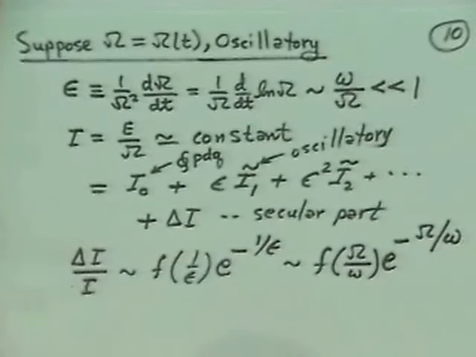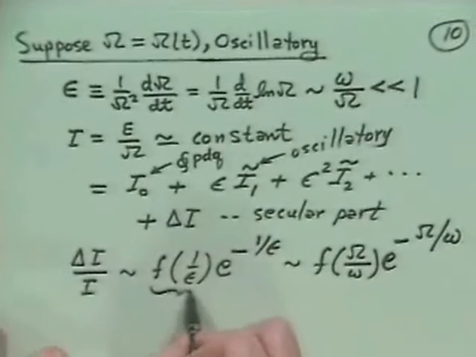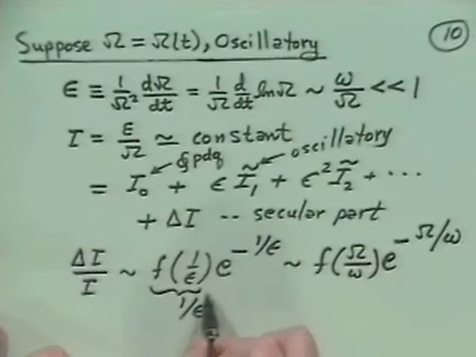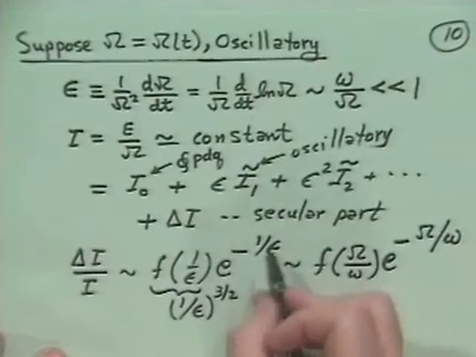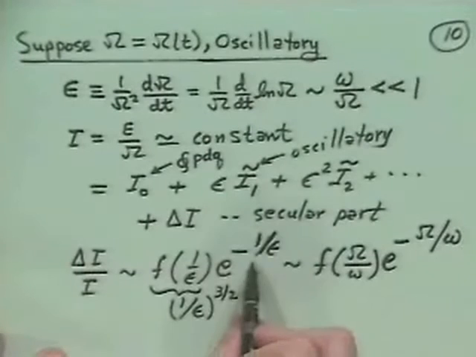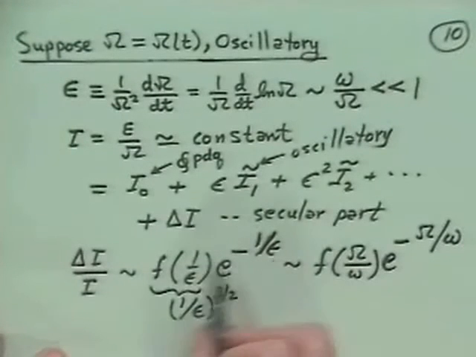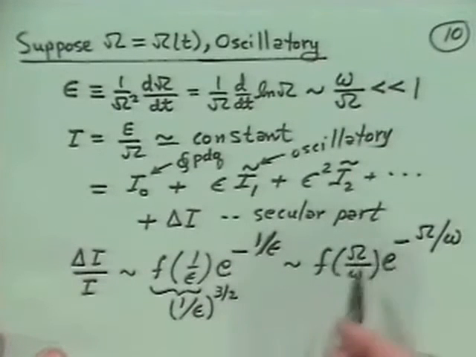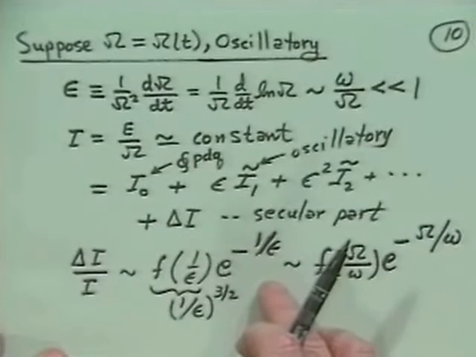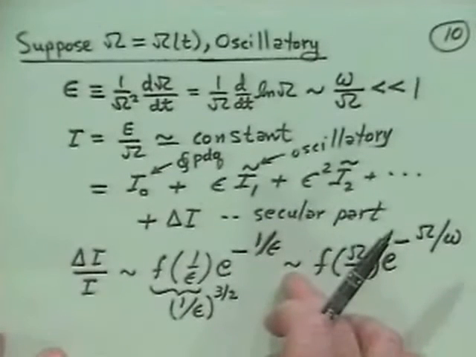This form turns out to be something like often 1 over epsilon, maybe to the 3 halves power. This is very funny, by the way. As far as analytic functions go, it's an essential singularity. If I tried to expand this in a power series, I'd get 1 minus 1 over epsilon plus 1 over epsilon squared, and so on. In the limit of small epsilon, that's a pretty bad function. It's an essential singularity in the limit that epsilon goes to 0. It's e to the minus infinity then.